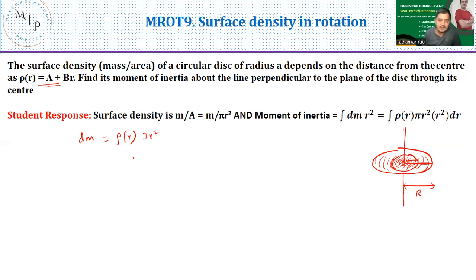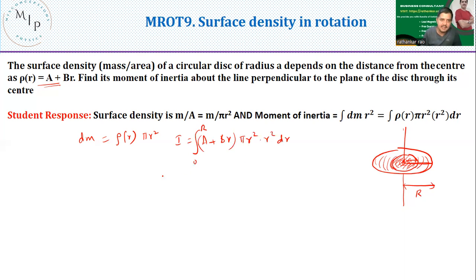Now, this is what he has done, and he substitutes it over here and gets the answer. So the answer that he gets is that moment of inertia I is equal to rho of r. What is rho of r? A plus Br, integral 0 to R, because I'm integrating from 0 to R, from the initial point to the final point, into pi r square into r square into dr.